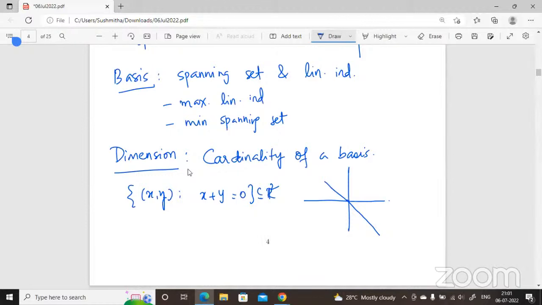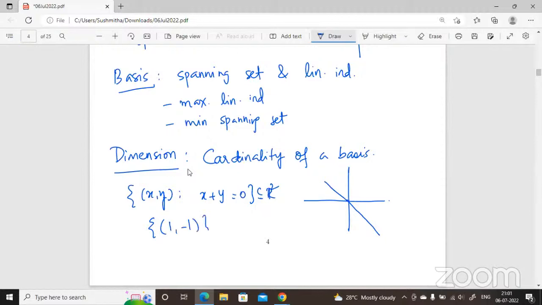So geometrically, we know that it is a line. So what is the dimension? 1. Yeah, 1. Lines are one dimensional. You just need one vector to generate this entire line. So how am I going to find a basis for this set? I just need one vector. From the equation y is equal to minus x, so 1, 0? No, (1, 0) does not lie here. It should be (x, minus x).